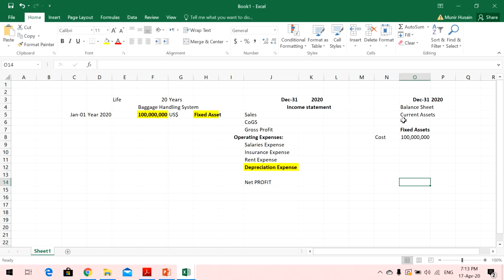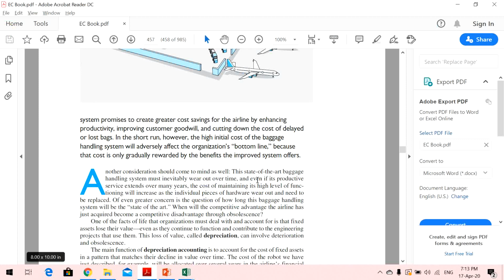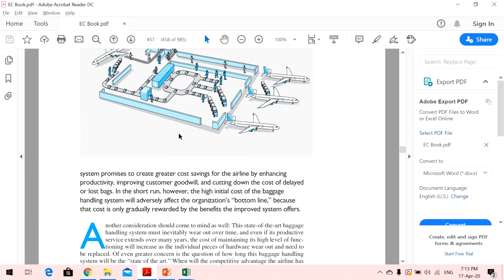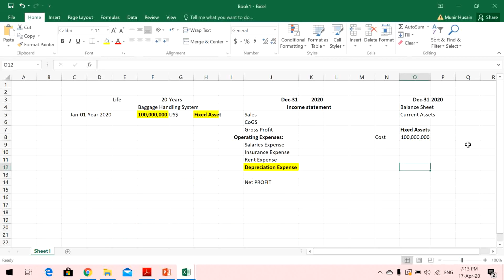Yes. Now of course this asset has been used, so there is wear and tear. Remember this baggage handling system in this example in our book? When we purchased it, it cost us $100 million at the beginning of the year. Now at the end of the year, we need to put it in our financial statements.